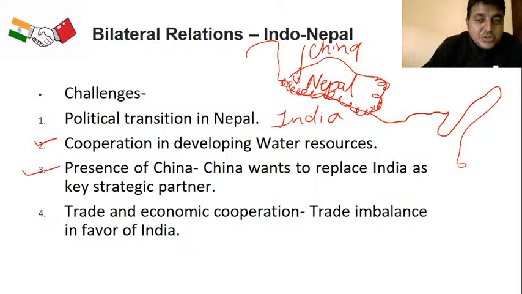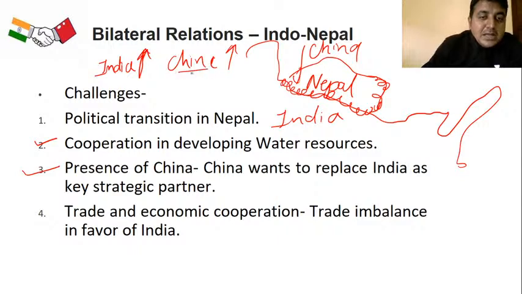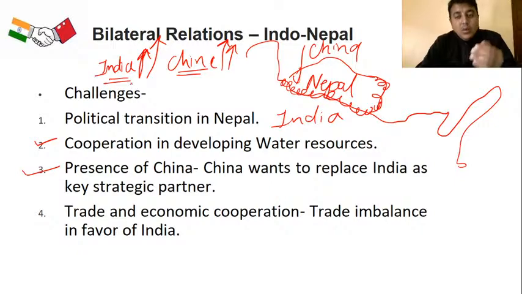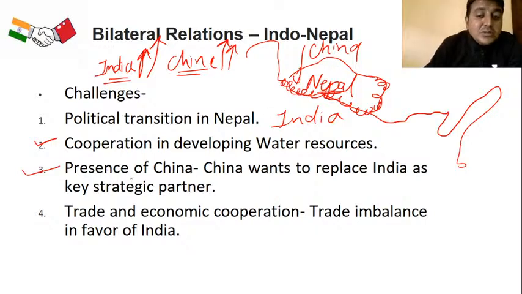Clear? Because China is pursuing a policy of encircling India from all sides. Why is it so? Because India and China are the emerging powers in this century, and China doesn't want India to grow as much as China. So diplomatically, militarily, strategically, China wants to subdue India. So they want to take this opportunity, as Nepalese and Indian relations are strained due to many factors, and Nepal is going to be a victim in this case. So the presence of China is problematic. China wants to replace India as a strategic key partner.